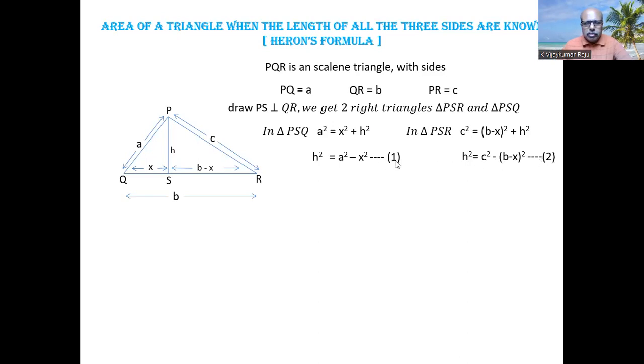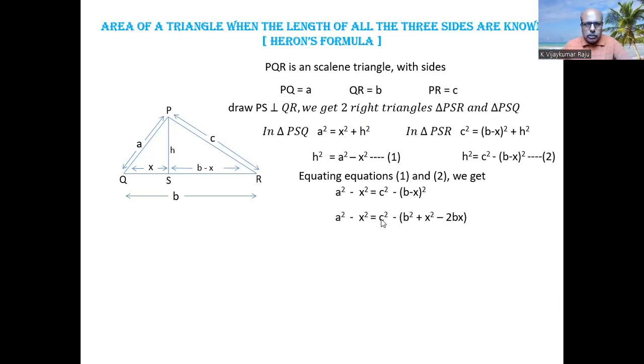So let us number this as first equation. This is second. So both are H square. So let us equate these two. When you equate equation 1 and 2, we will get A square minus X square is equal to C square minus (B minus X) whole square. We use the (A minus B) whole square identity here: A square plus B square minus 2AB. So if it is used there, it will become A square minus X square is equal to C square minus B square plus X square minus 2BX.